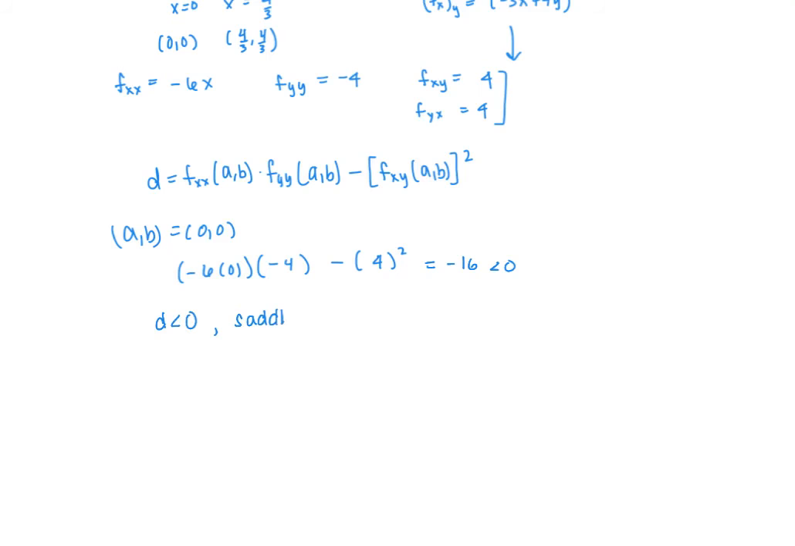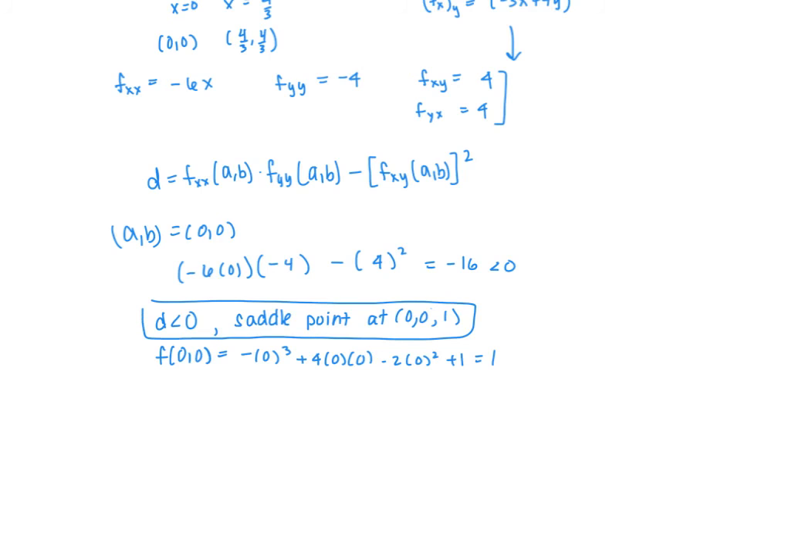So there's a saddle point at 0, 0. And I can plug 0, 0 back into the original equation, and that'll tell me the z value at which you have a saddle point. So if I plug in f of 0, 0, I get negative 0 cubed plus 4 times 0 times 0 minus 2 times 0 squared plus 1, which equals 1. And so I can actually amend this to have all three values. At 0, 0, 1, there's a saddle point. That's my first answer.